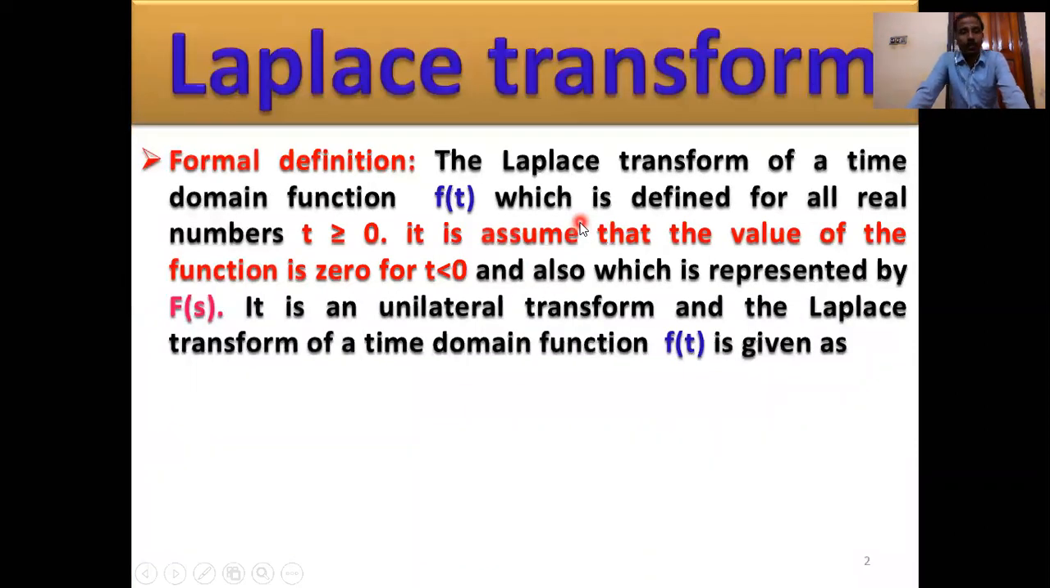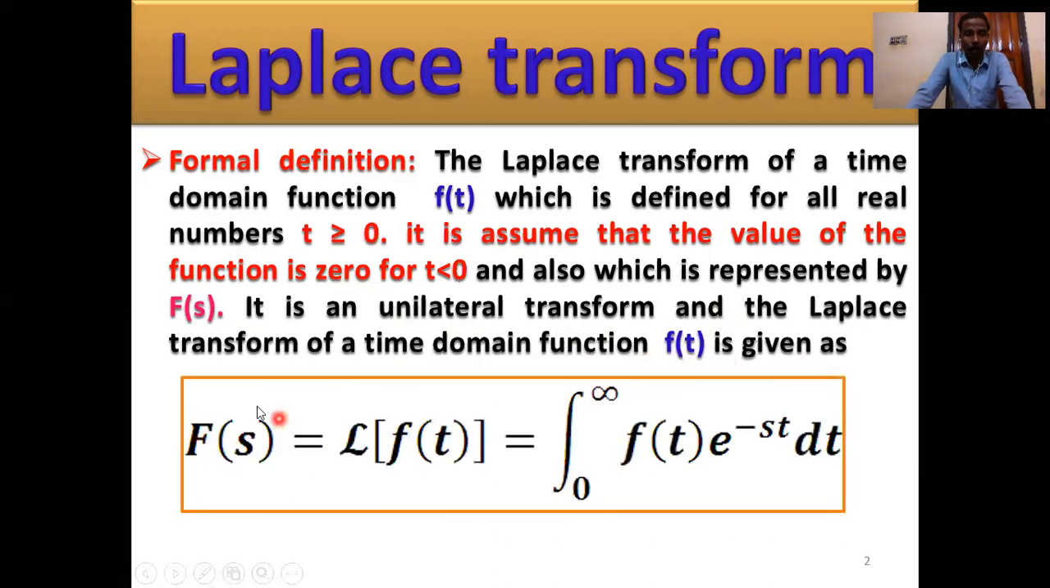What is Laplace transform? This is the formal definition. The Laplace transform of a time domain function f(t), which is defined for all real numbers t greater than or equal to 0, and it is assumed that the value of the function is 0 for t less than 0, is represented by F(s). It is a unilateral transform, and it is given as F(s) = L{f(t)} = integral from 0 to infinity of f(t) e^(-st) dt.